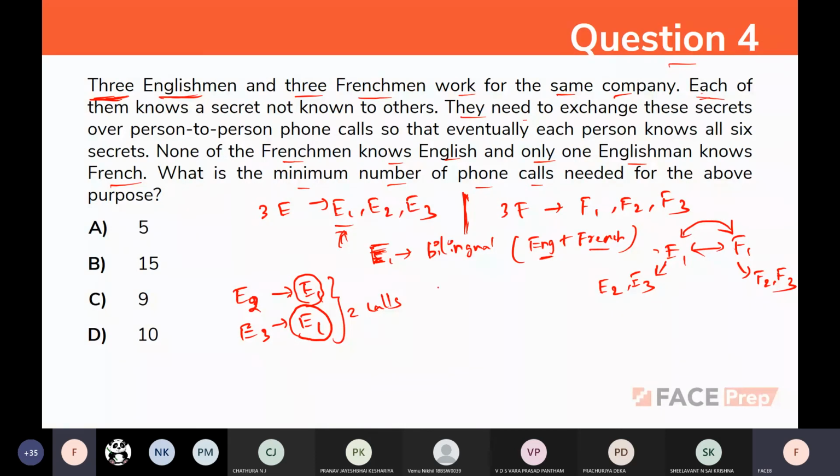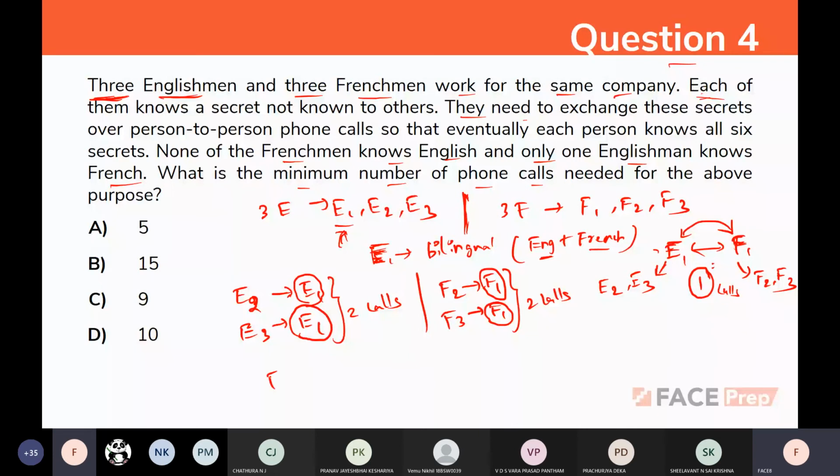And similarly, on the French side also, we need to make calls F2 to F1 first, F3 to F1 first, so that 2 calls here also, so that F1 knows all the secrets of Frenchmen. Now we can make this call. So this is the one important call. So this is one call we made. Now E1 knows all the secrets and F1 knows all the 6 secrets. Okay, E1 and F1. So now we can let others know.